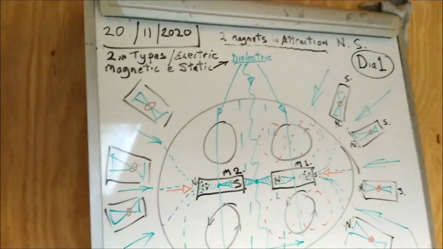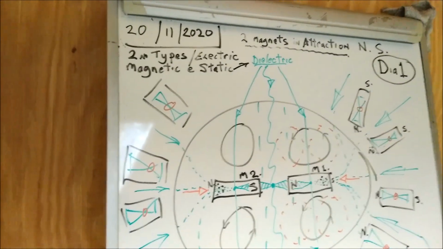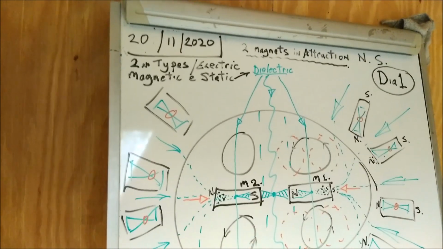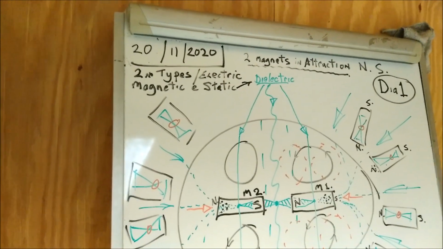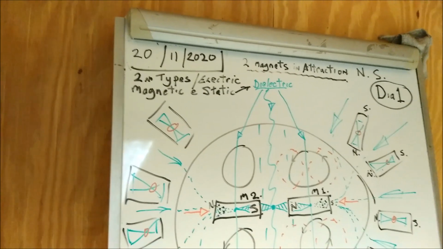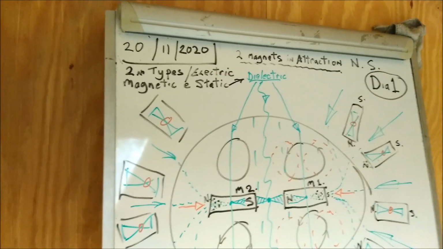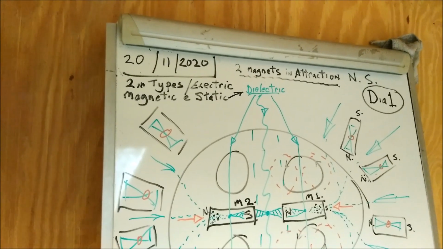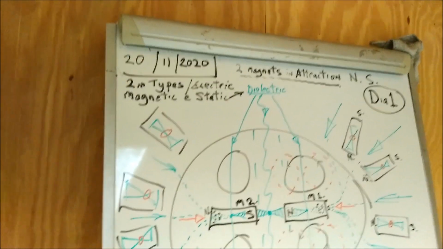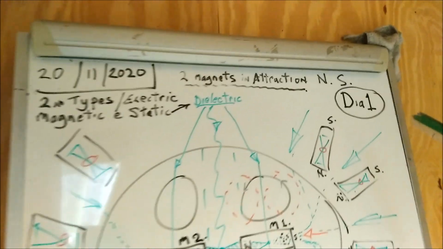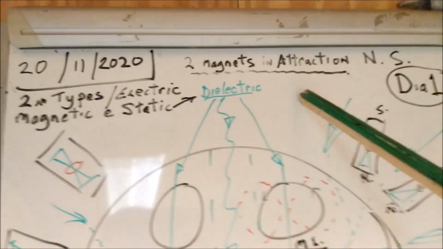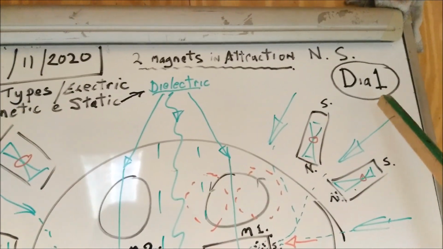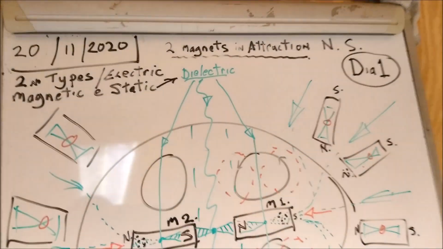And what we've got today is, well, I've been studying magnets and magnetism, and I've come to the conclusion, which is a very similar conclusion to Nikola Tesla, that everything is light. Everything's light. What we're looking at today is two magnets in attraction, that's north and south, and this is diagram 1. I'm going to have to do another diagram to explain more.